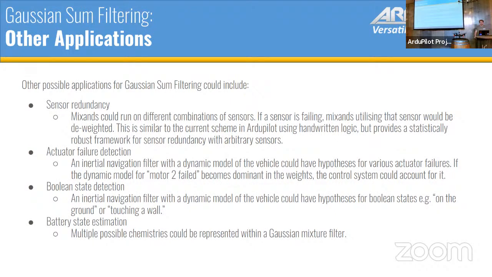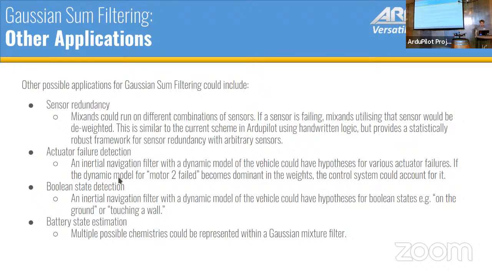So if we could provide a function in Lua, then we could do the Jacobian of that function numerically. And we could potentially make it easier to add observations, add sensors. And then actuator failure detection is another possible application of this.